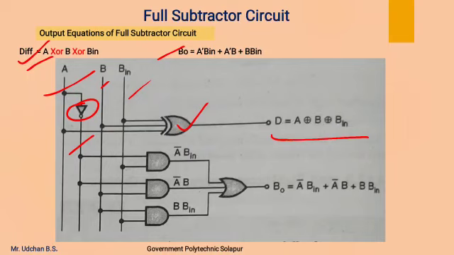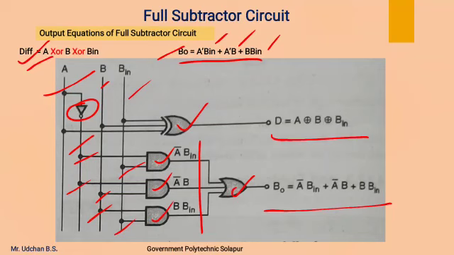After that we can get the borrow output expressions. First we will get this expression A bar B in by connecting A bar and B in to the one AND gate. After that we will get this A bar B by connecting A bar and B to this another AND gate. After that we will get this B B in by connecting B and B in to the another AND gate. Combining all these three terms using OR gate, we can get the borrow output.